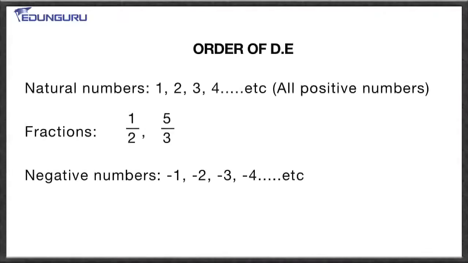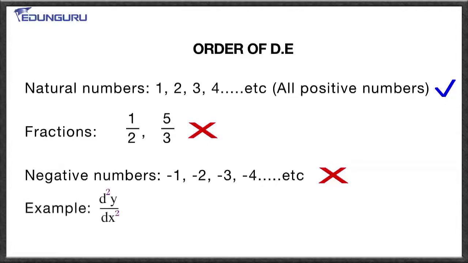First and foremost, students, the order of a differential equation is a natural number. Remember, order cannot be a fraction, order cannot be a negative number, order of a differential equation is a natural number. So suppose you have a differential equation in which there is a d2y dx2 term, then we say that the order of the differential equation is 2.